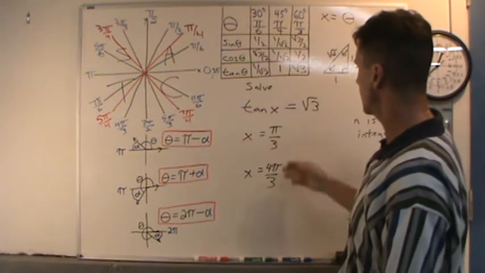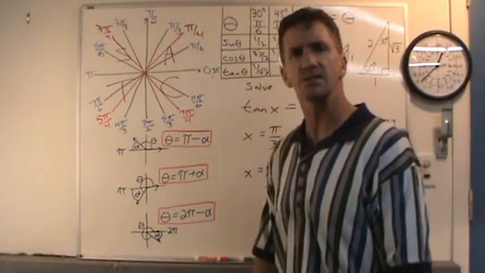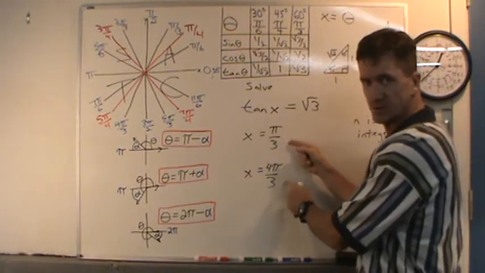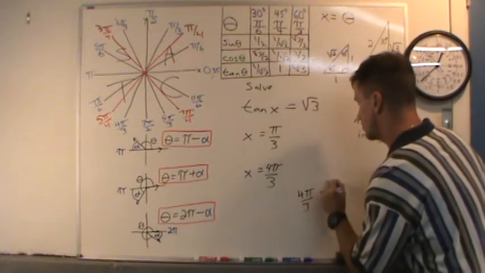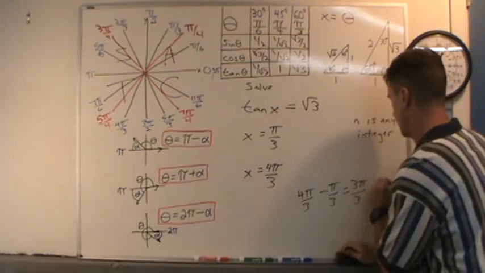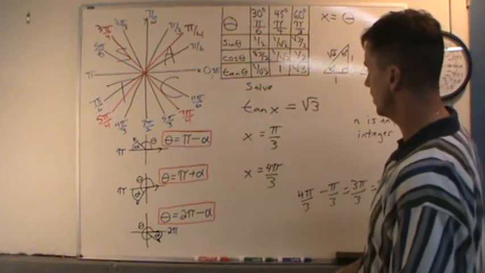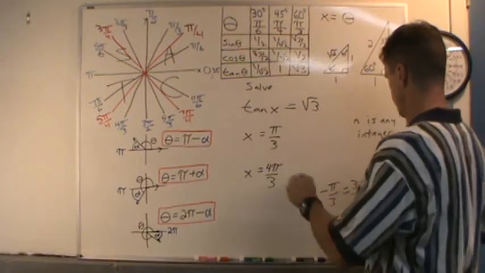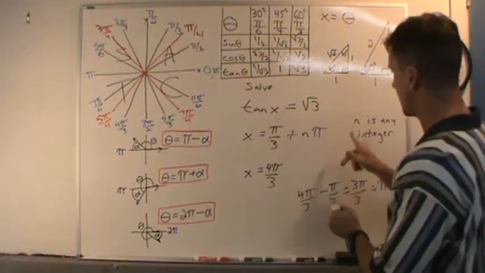Now, should I do this plus 2n pi? Well, something's neat about tangent. Remember the tangent function, that its period was only pi? Well, what's the difference between these two angles? Notice it's just pi. 4 pi over 3 subtract pi over 3 is 3 pi over 3, which is pi. So it's an easy way to write this answer. We can just say that all answers are pi over 3 plus n pi, where n is any integer.